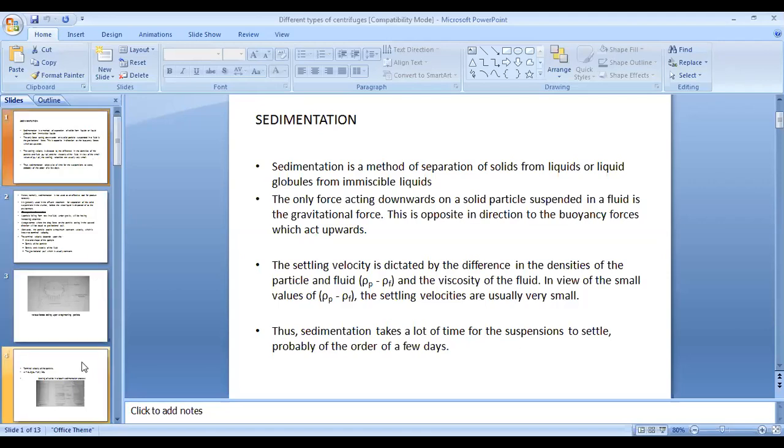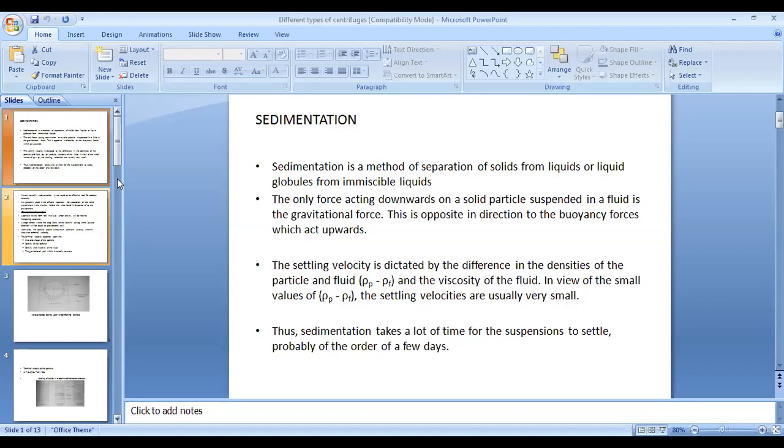For example, in downstream processing, the viscosity of the fluid is not a matter of worry, because in downstream we use only water, and the other particles present in the fermentation broth will be calculated. But this sedimentation is not that useful for downstream processing, which means the separation of the particles produced during the fermentation.